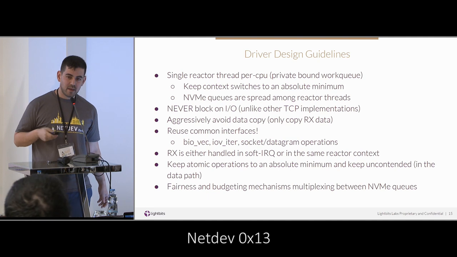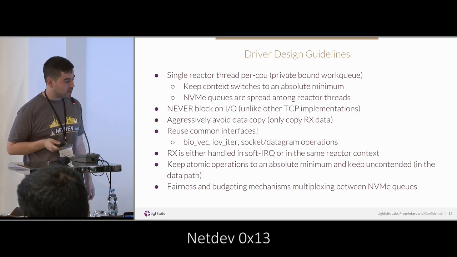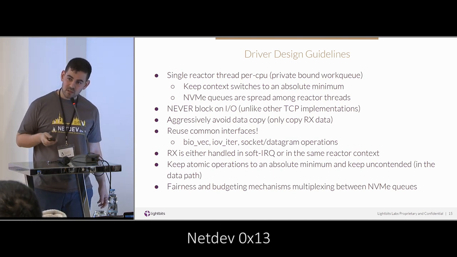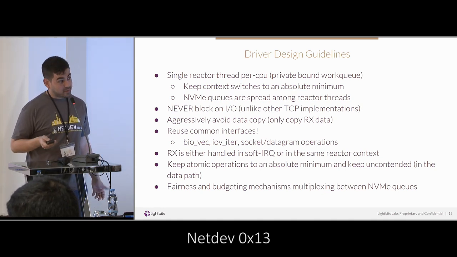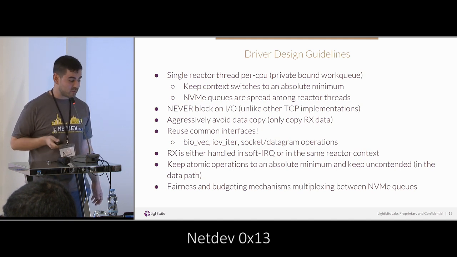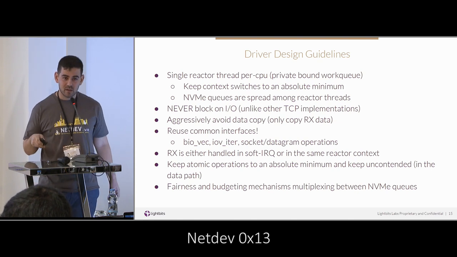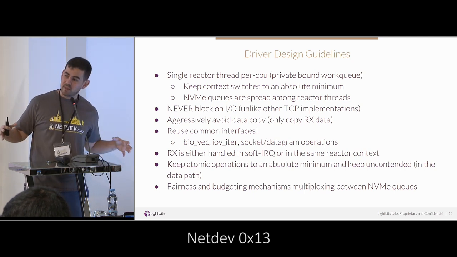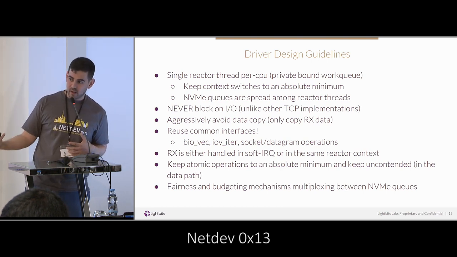When we implemented the driver and added the design for the client side, there were a few bullets that we tried to keep, and I hope we did, but we are still working on it. So we have a single reactor thread per CPU. We are not sharing any resources between different CPUs on the NVMe over TCP host side, and we did it to try and keep context switches to the absolute minimum. We are still seeing some spikes of latency because of context switches in the driver that we are currently working on these days. But we also wanted to spread all the NVMe queues among different reactors, also to have one context and one NVMe queue per CPU on the host side.